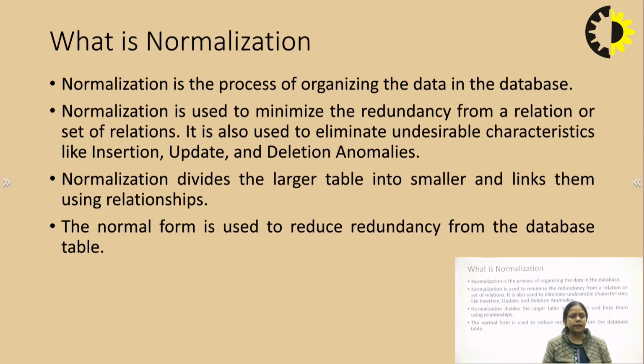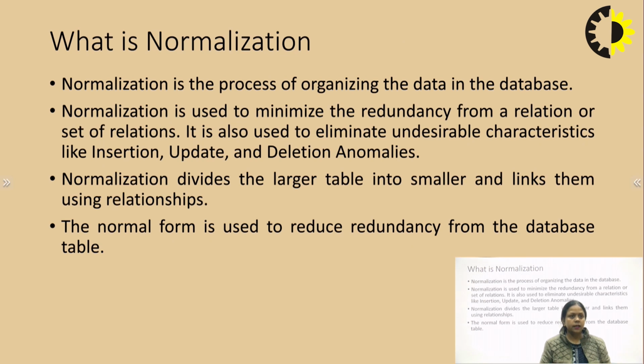So we can say there are some different types of anomalies in our database. Anomalies means there are some problems in the database which can be removed with the help of what is known as normalization. This is the process of normalization. By the help of normalization we can remove the anomalies from the database.